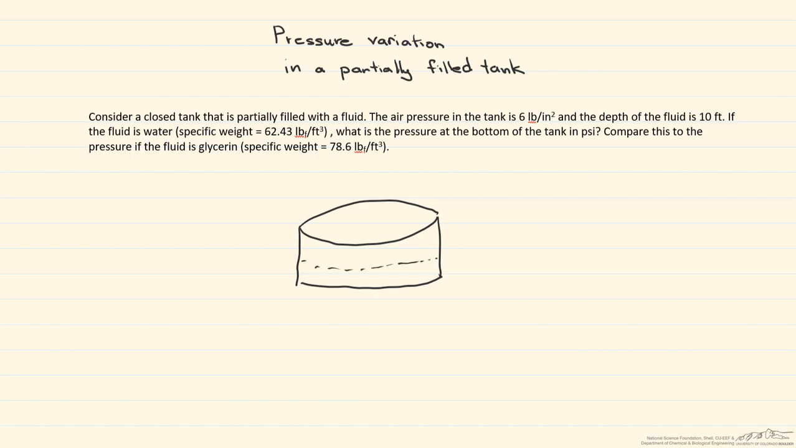And so we have air pressure in the tank that's 6 pounds per inch squared, psi, and the depth of this fluid right here is 10 feet. And what we're going to look at is comparing the pressure at the bottom of the tank here in psi if the fluid is water or the fluid is glycerin.